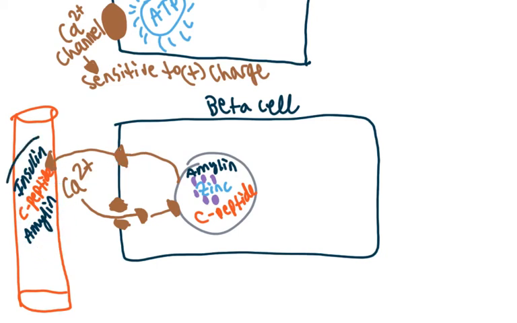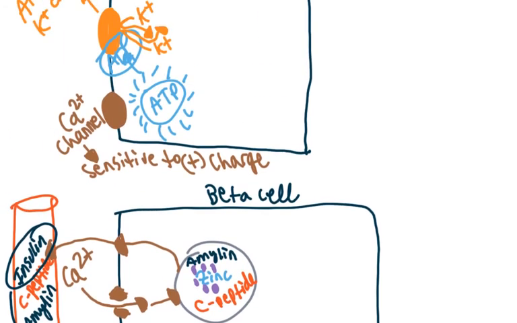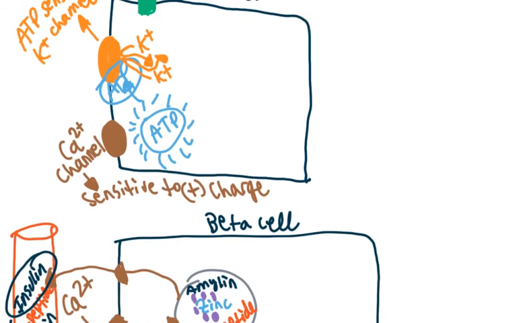And now we have insulin in our blood, and insulin can, for example, go to our muscle and fat cells and reduce blood glucose that way by transporting glucose into those cells. And that's how we synthesize and secrete insulin outside of our beta cells. We can even in the future talk about some drugs that act on these channels right here, to either increase or decrease the secretion of insulin.